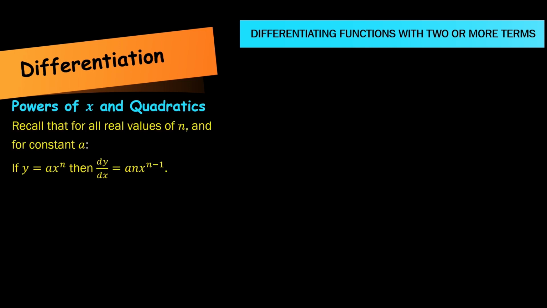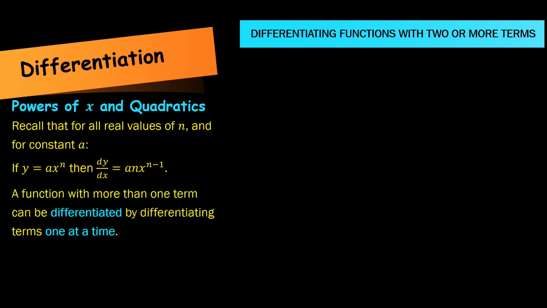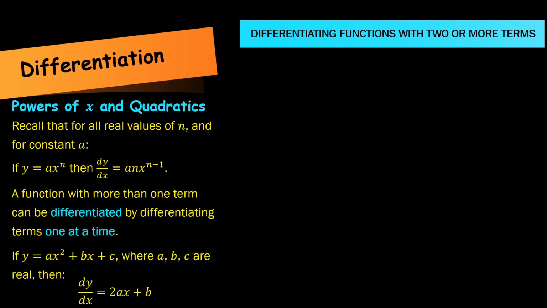Before solving the first exercise, we're going to take a look at some theory which will help us to solve it. Recall that for all real values of n and for a constant a, if y equals ax to the power n, then dy dx equals an times x to the power n minus 1. A function with more than one term can be differentiated by differentiating terms one at a time. If y equals ax squared plus bx plus c, where a, b and c are real, then dy dx equals 2ax plus b.